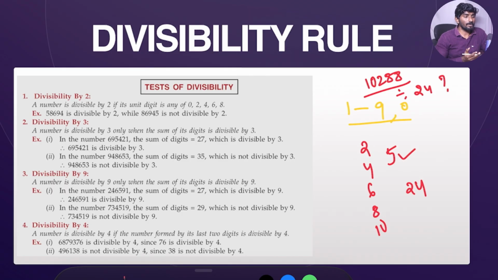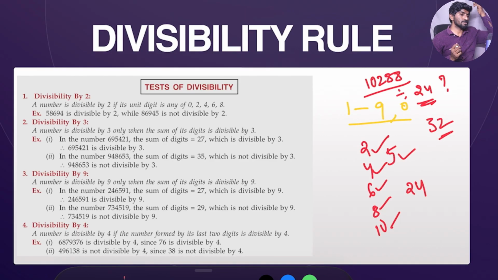How can we solve it? If they ask about 2, you may be able to say 4, 6, 8, 10. But what is the issue if they give the number 24? How will you calculate whether the given number is divisible by 32 or not? What is the solution you have? What is the formula you have to use?